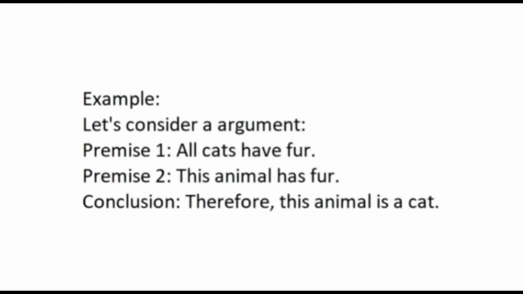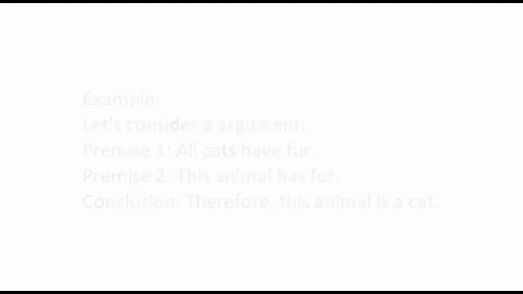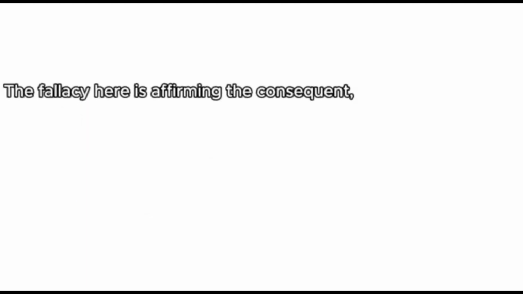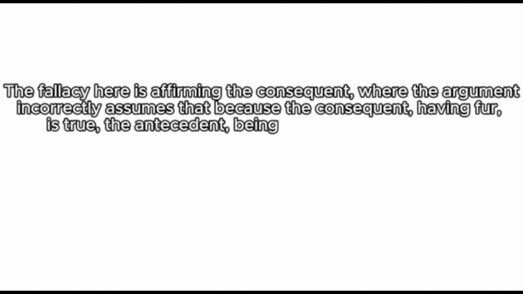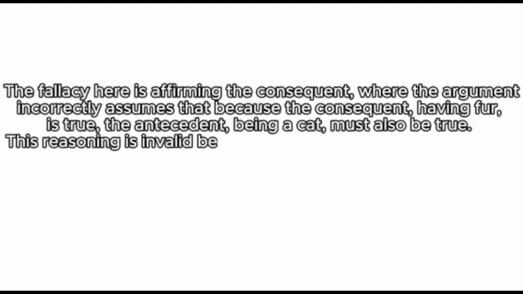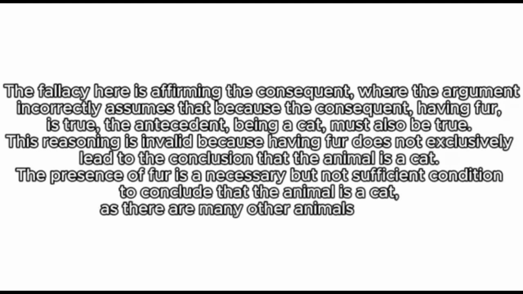Let's take another example. Let's consider our argument. Premise 1. All cats have fur. Premise 2. This animal has fur. Conclusion. Therefore, this animal is a cat. The fallacy here is affirming the consequent, where the argument incorrectly assumes that because the consequent, having fur, is true, the antecedent, being a cat, must also be true. This reasoning is invalid because having fur does not exclusively lead to the conclusion that the animal is a cat. The presence of fur is a necessary but not sufficient condition to conclude that the animal is a cat, as there are many other animals with fur.